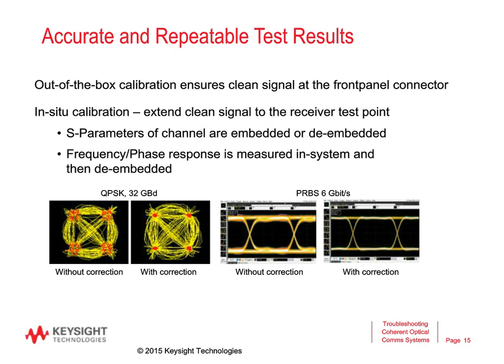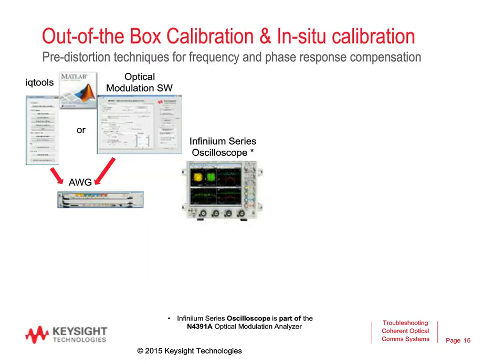Also, on serial data, I have a 6 gigabit signal, a little bit slower than the 32 gigabit, but you can see the difference here as well. Without correction, the rails are kind of noisy and the transitions are a little bit noisier. And with correction, I get a really clean signal on the output of my arbitrary waveform generator.